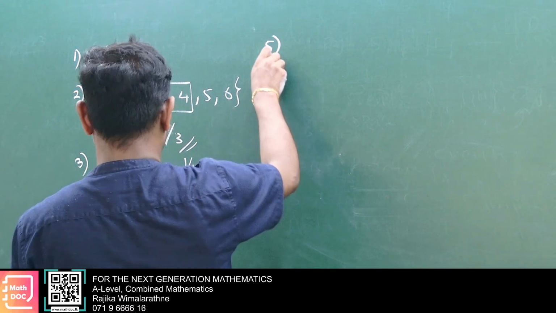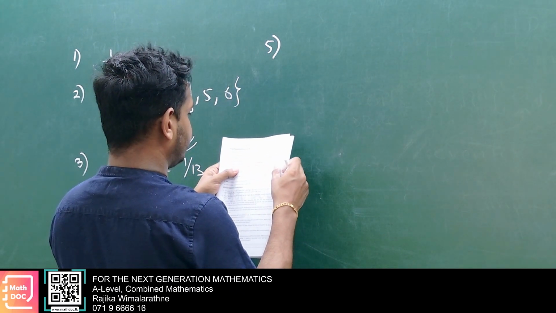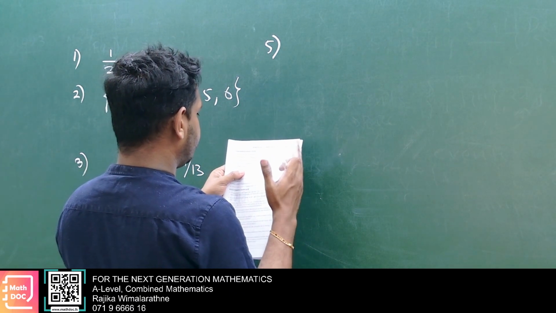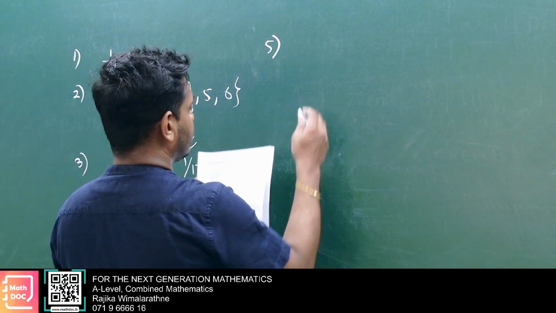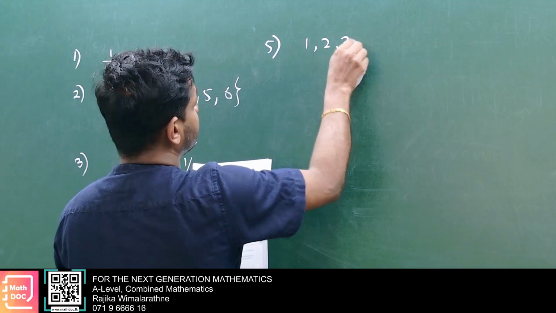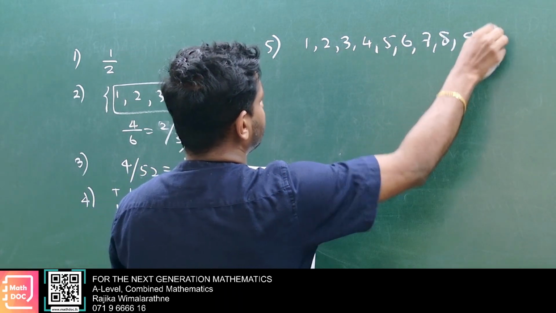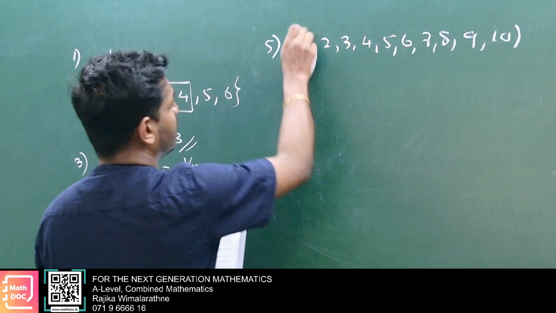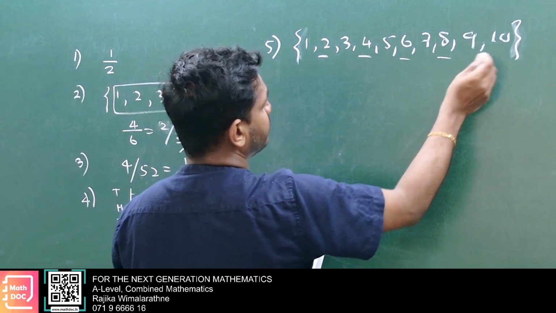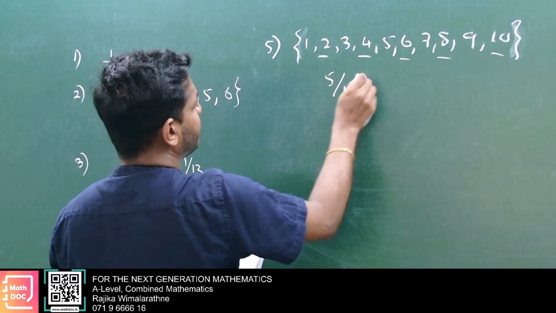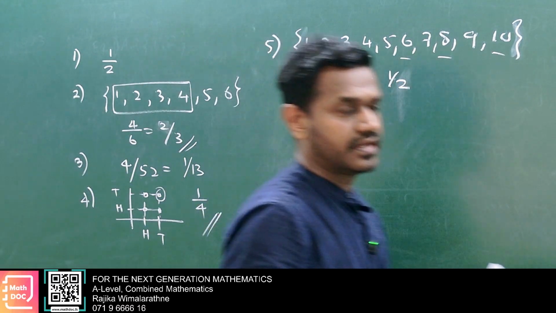5. A number is chosen at random from 1 to 10. What is the probability the number is even? Consider 1 and 10 included. Then 1, 2, 3, 4, 5, 6, 7, 8, 9, 10. Then here total count is 10. Even: 1, 2, 3, 4, 5. 5 divided by 10, half. Complete.